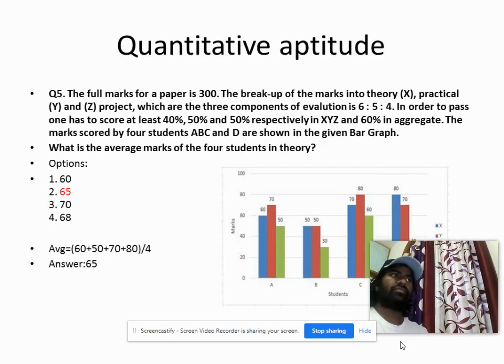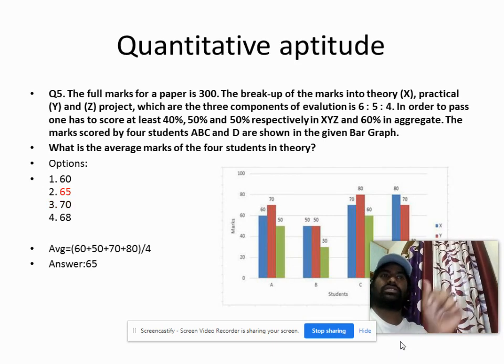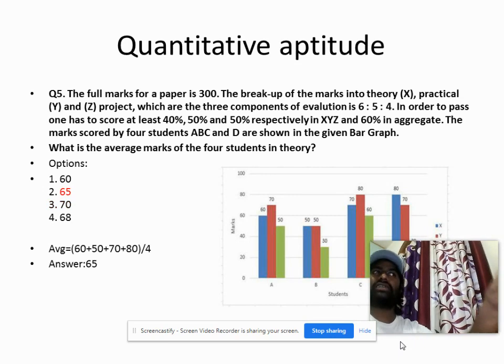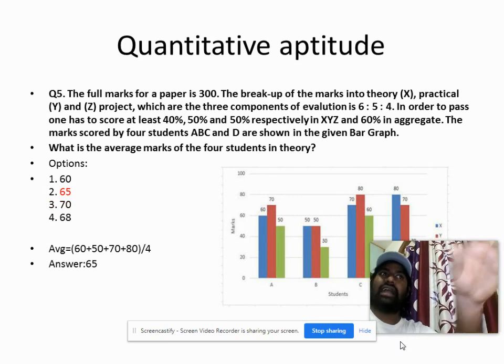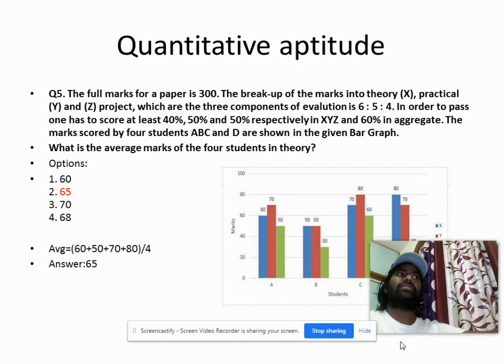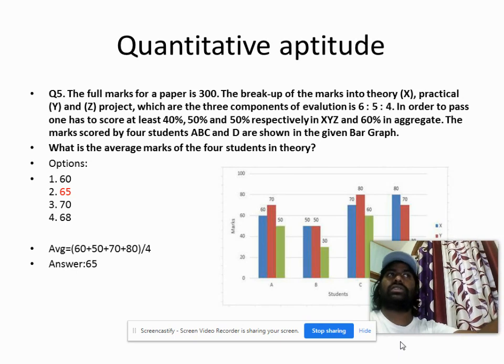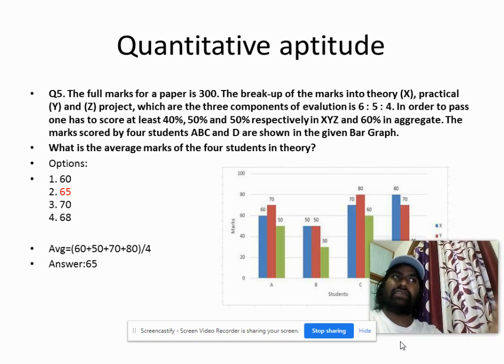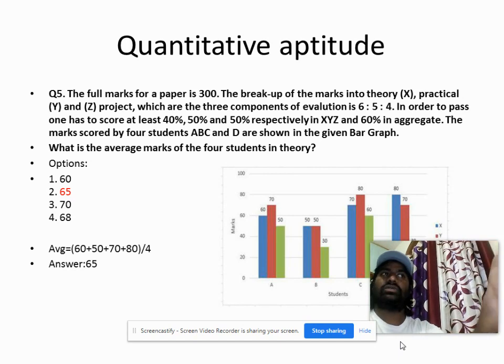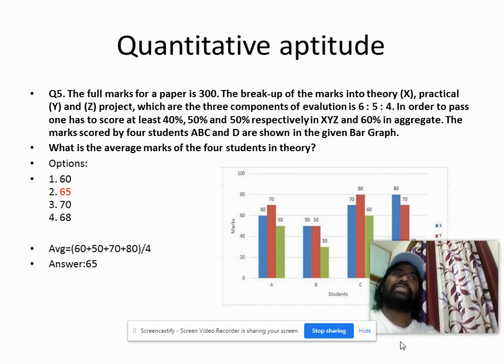Okay. The second question is to do with the same problem, but the question is different. The data is the same and the bar graph is the same, but what they have asked is different. What is the average marks of the four students in theory? Theory represents the blue one. Okay, so 60, 50, 70, 80 divided by 4, that is 65. The answer will be 65.